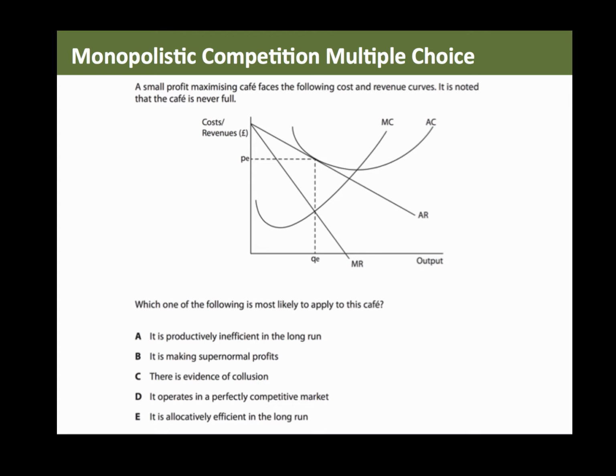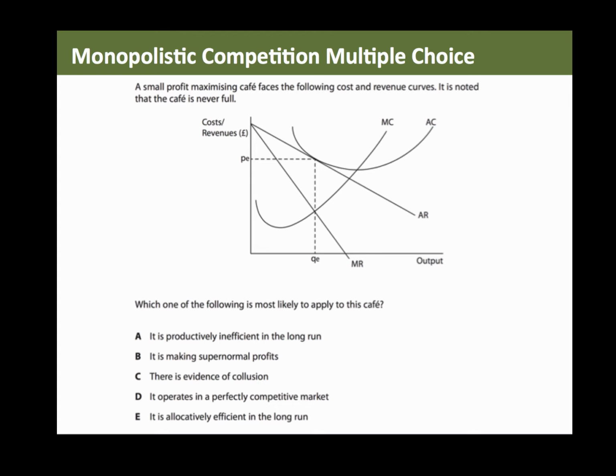Amazing how many students think this is perfect competition. It's not, it's monopolistic competition. So a small profit maximizing cafe has cost and revenue curves as shown. It is noted that the cafe is never full.